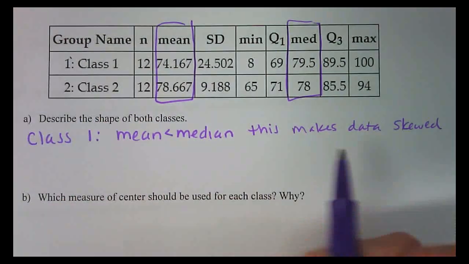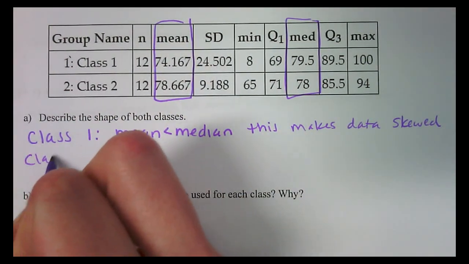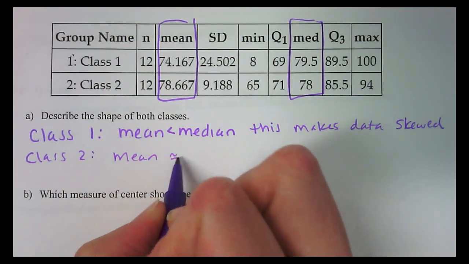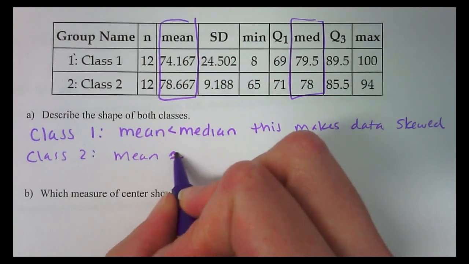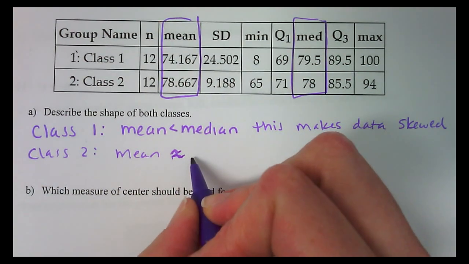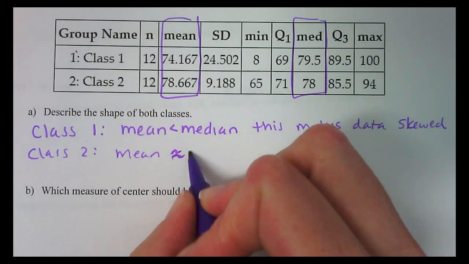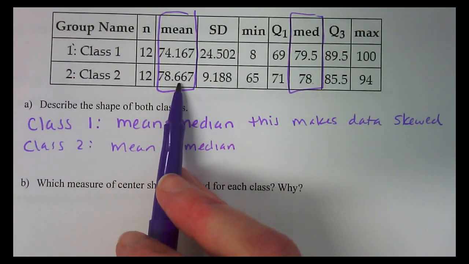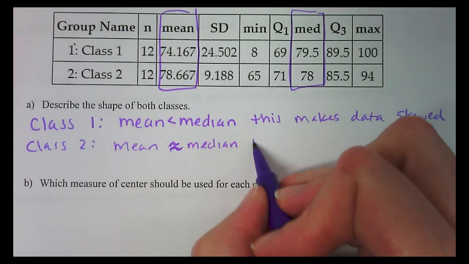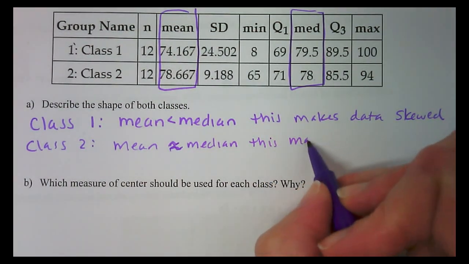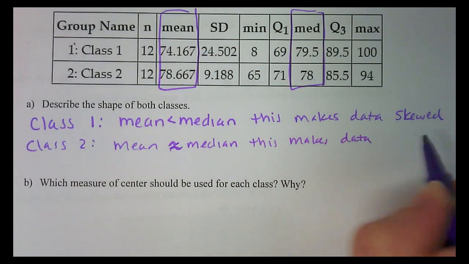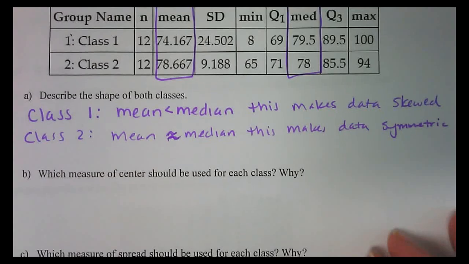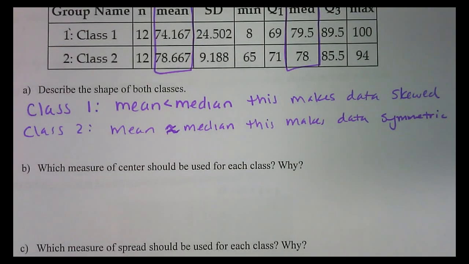Okay. In class 2, the mean is almost exactly equal. So I'm just going to put the squiggly equal sign. That means almost or approximately the same as the median. Okay, it's just very slightly different. This makes the data symmetric. Symmetric is when it's exactly the same, or just a few decimal places off from being the same.